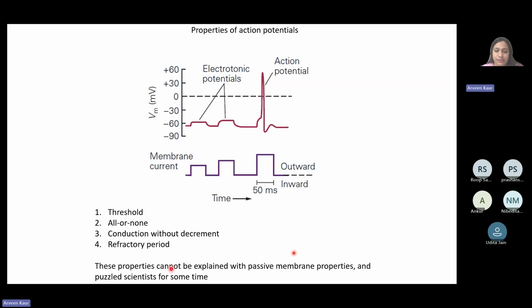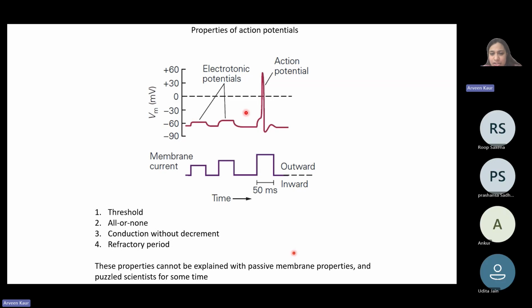So what are the properties of action potentials? There is a threshold for an action potential to occur, right? So if the threshold is crossed, only then can an action potential be achieved. If that threshold is not crossed, then this strong sharp peak will not come, and only this kind of plateaued curves will come, which will be very, very tiny, and they are known as electrotonic potentials and not action potentials, right? It is an all or none phenomenon. That is, either it will occur or it will not occur, right?